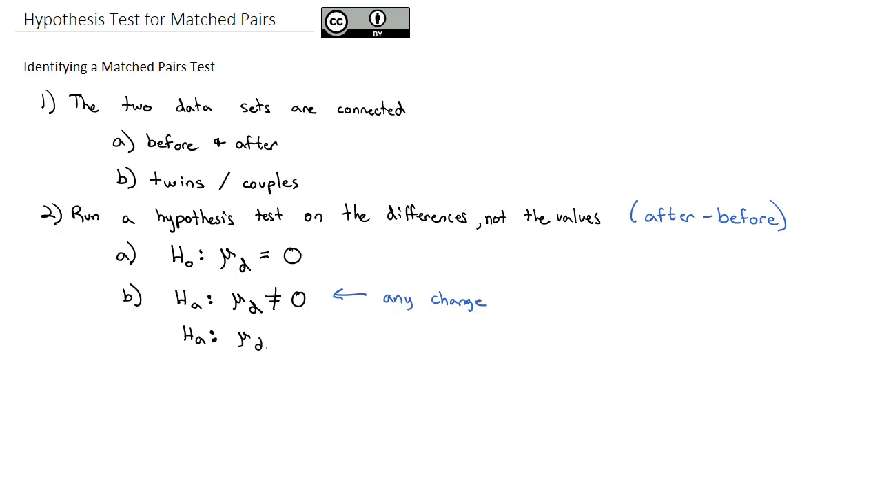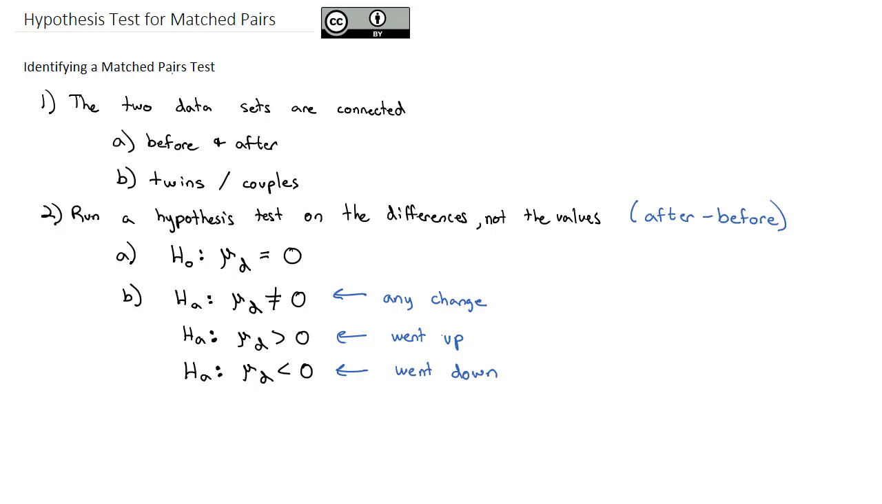Another option is we could ask if the average difference was greater than 0. In other words, the question we're asking is, did it go up? Did the scores go up after the treatment or after the change happened? And then the other alternative hypothesis we could consider is if we want to know if the average difference is less than 0. We want to know, did the scores go down after the treatment?